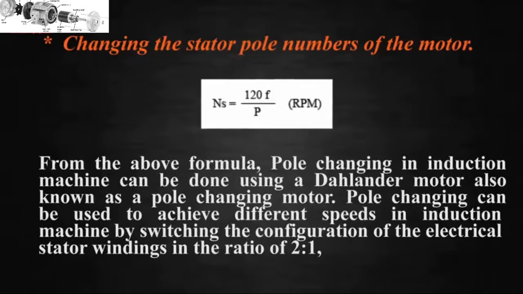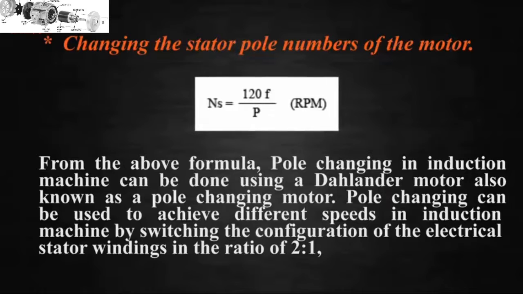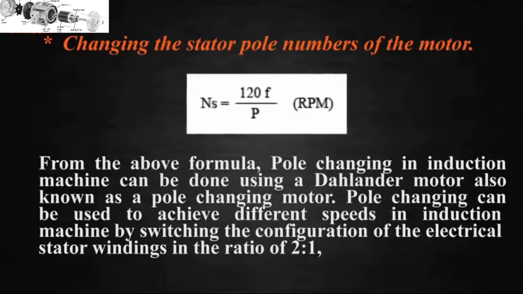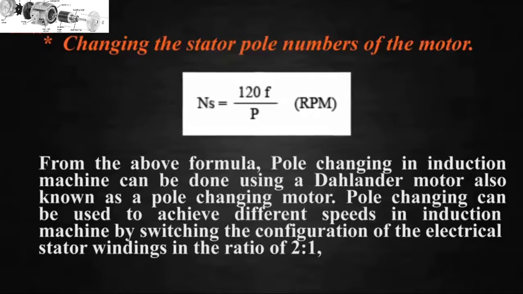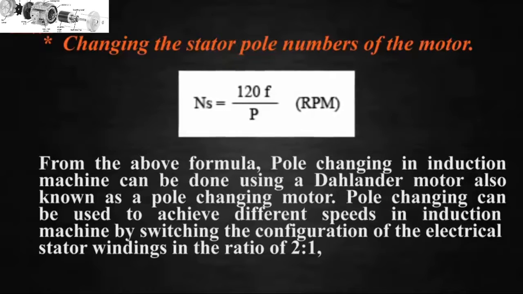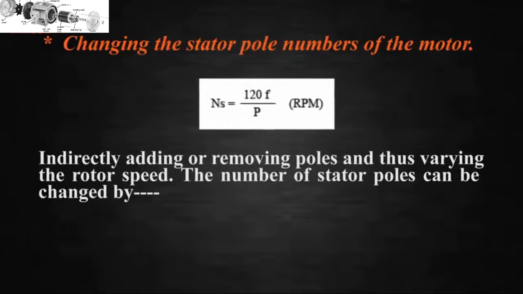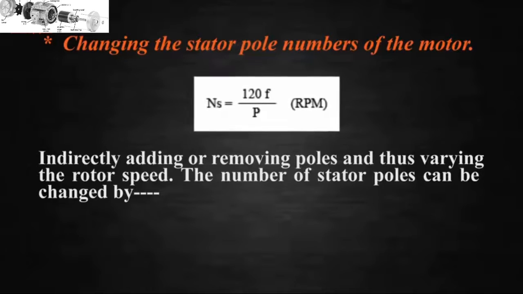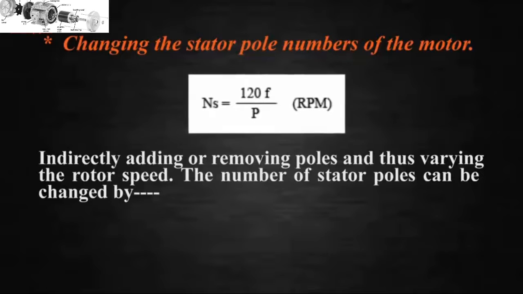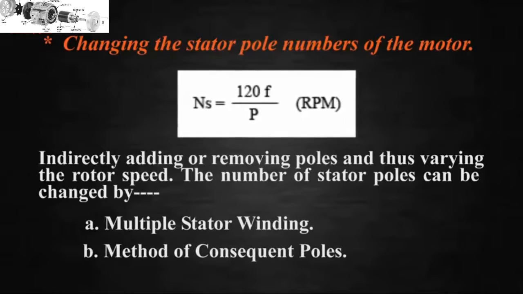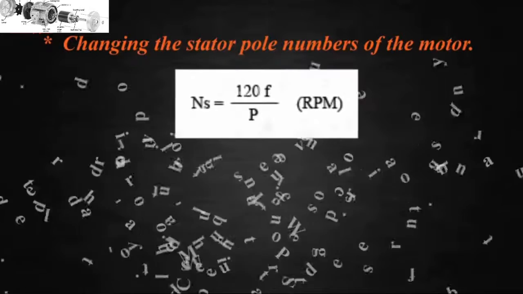From the above formula, pole changing in an induction machine can be done using a Dahlander motor, also known as a pole changing motor. Pole changing can be used to achieve different speeds in an induction machine by switching the configuration of the electrical stator windings in the ratio of 2:1, indirectly adding or removing poles and thus varying the rotor speed. The number of stator poles can be changed by multiple stator windings, the method of consequent poles, and pole amplitude modulation.